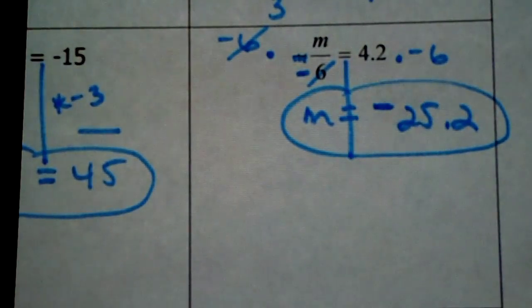All right, so one more time just to recap. If you see a multiplication equation, all you have to do is divide both sides by whatever the variable is being multiplied by.